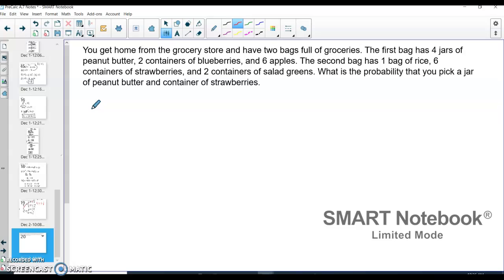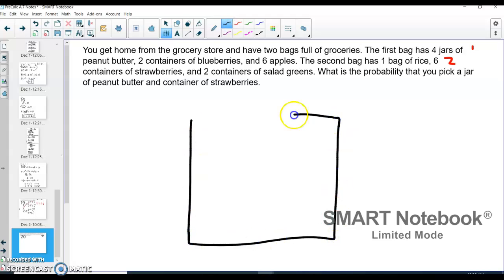Well, there's 2 events happening here, because we're going to be picking out of the first bag, that's going to be my first event, and then we're picking out of the second bag, that's my second event. So 2 events, I can use the area model here. I'm going to set it up as a square or a rectangle. I'm using a square here. The first event's going on the left, second event's going on the top.